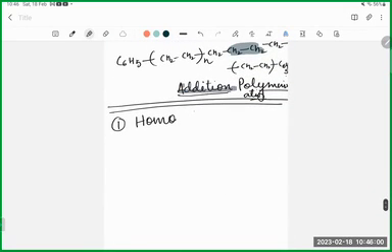In addition polymerization, a single unit is homo, meaning same type. Homo means same. So when addition polymerization is done for such a group, we call the process homopolymerization, and that polymer will be a homopolymer. Are you clear?